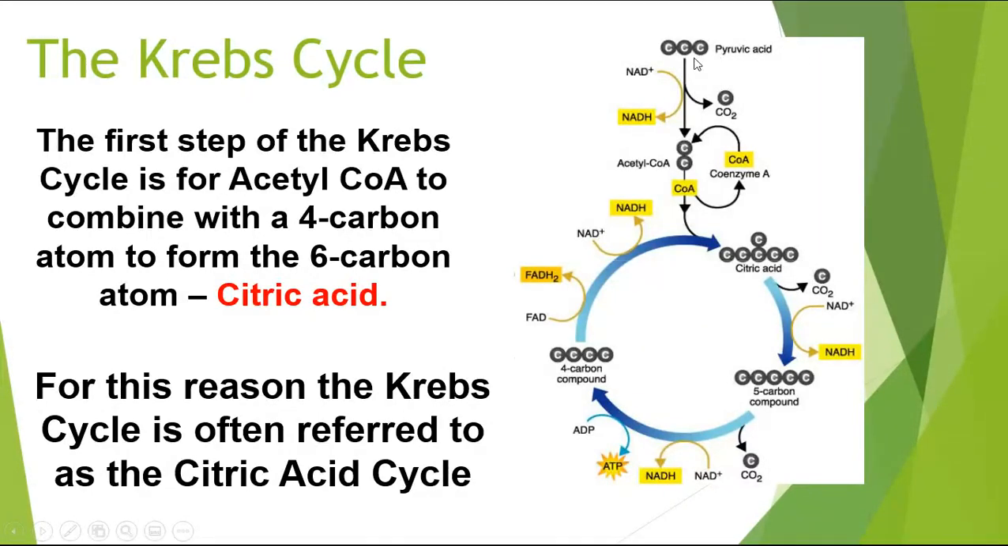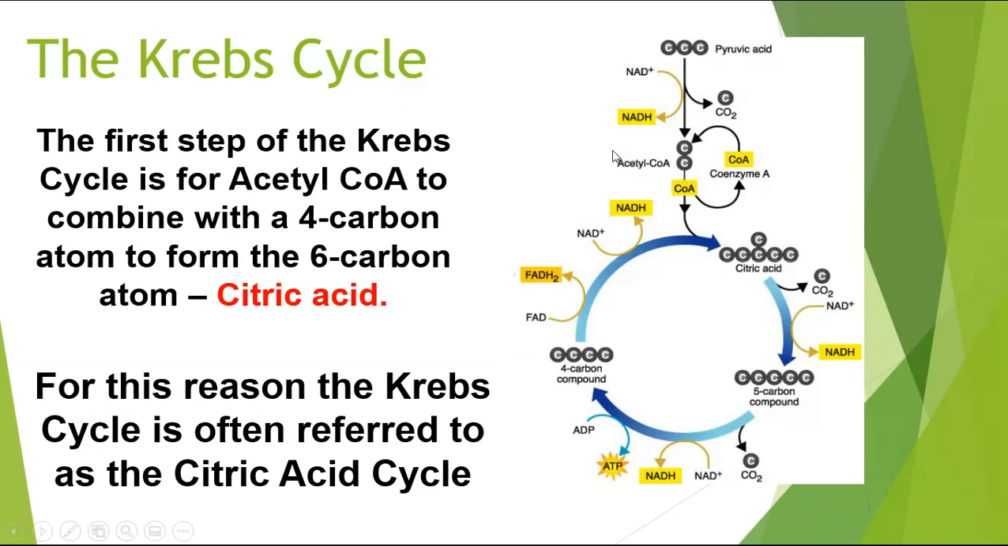These pyruvic acid, they're going to lose a carbon group, and that carbon that they lose is going to become carbon dioxide. As they journey into the mitochondria, NADH is going to be formed. This NADH goes to the electron transport chain. Pyruvic acid eventually combines with coenzyme A to form acetyl-CoA.